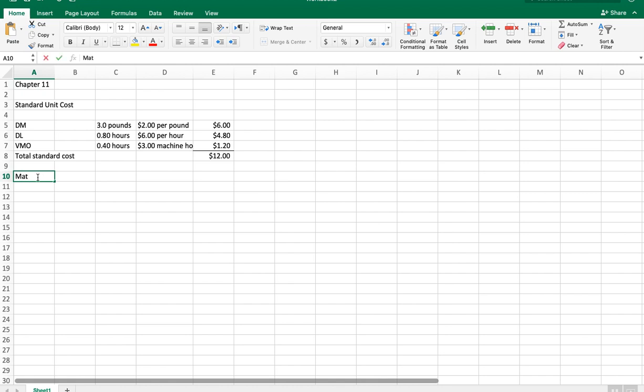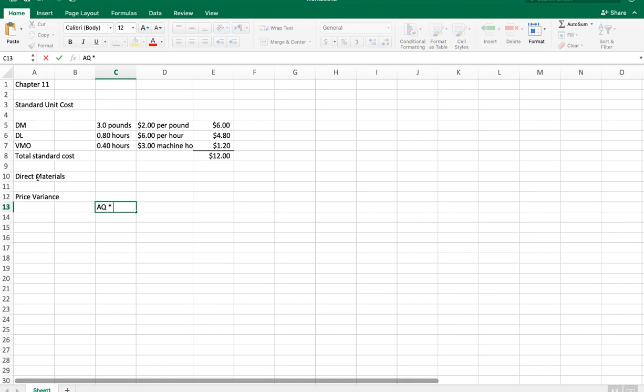And the first one we'll look at, we start with direct materials. And we're going to start with the materials price variance. Now remember, variance is just the difference between actual and budgeted.